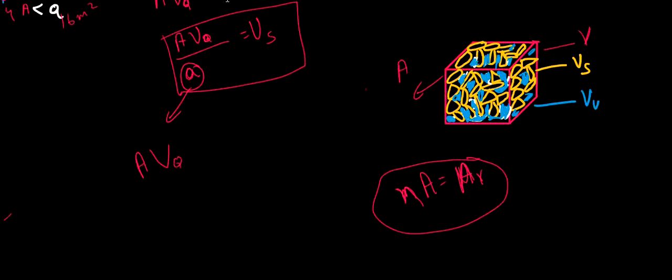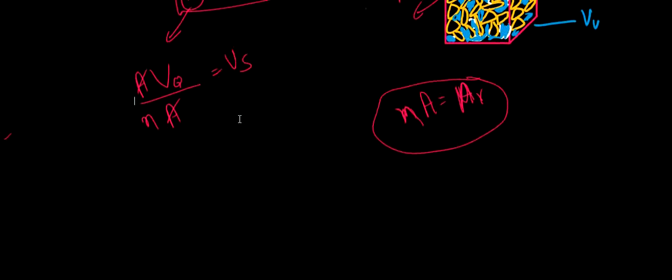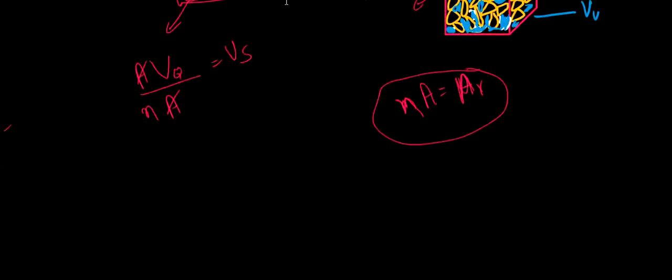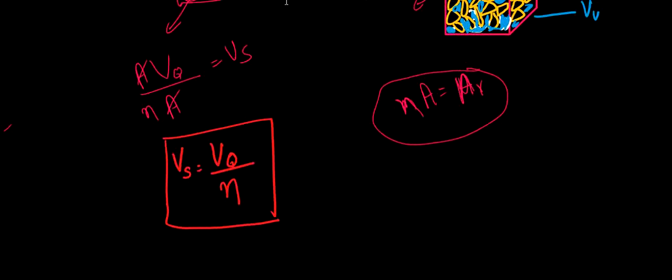A into discharge velocity upon small a, that is nothing but eta into capital A, is equal to Vs. So this will cancel out, and I will obtain a very important relation: my seepage velocity is equal to discharge velocity upon porosity eta. This is a very important relation.